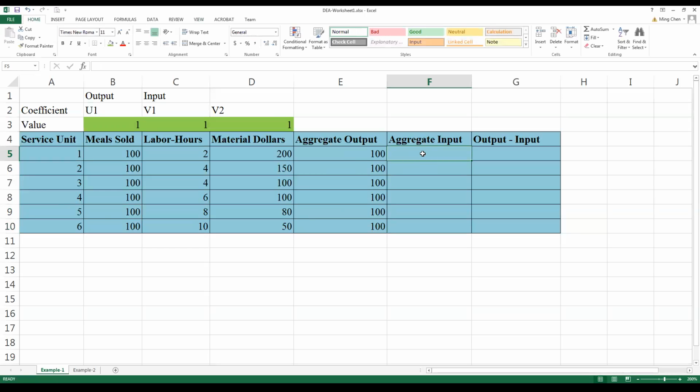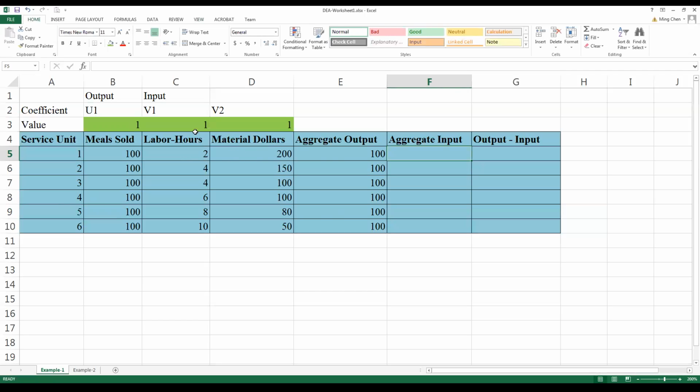So now let's move to input, aggregate input. So how do we aggregate input? We take our weighted average, okay, by using the coefficient value. For example, if you look at service unit 1, how do we aggregate? I have two kinds of input. How do we aggregate to make it one input? So we're going to use coefficient values.